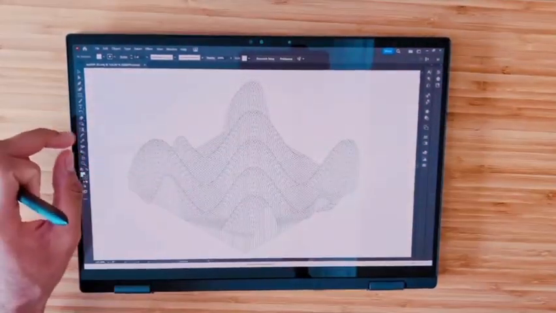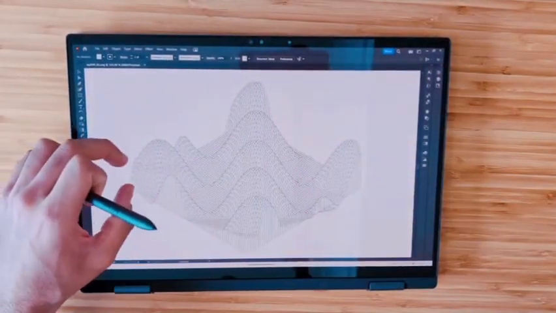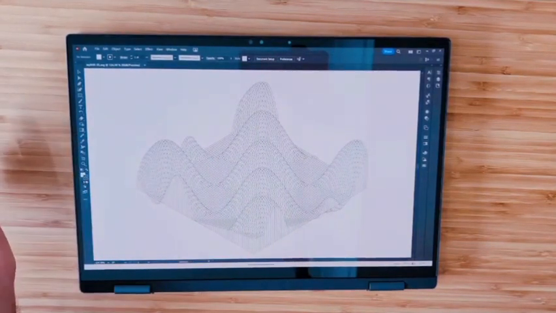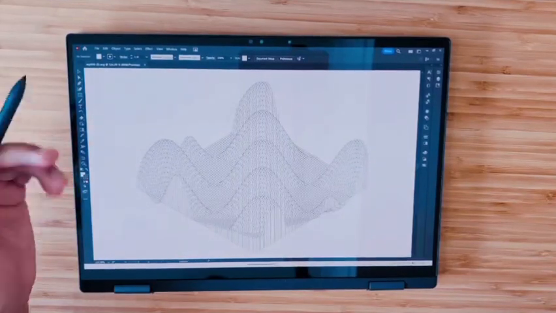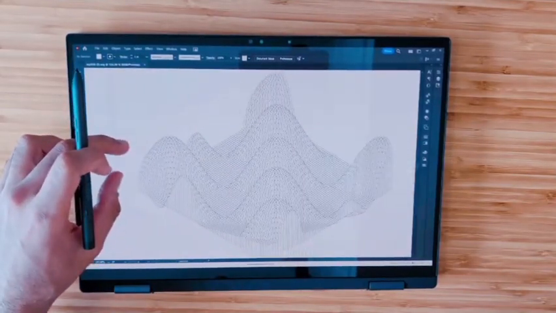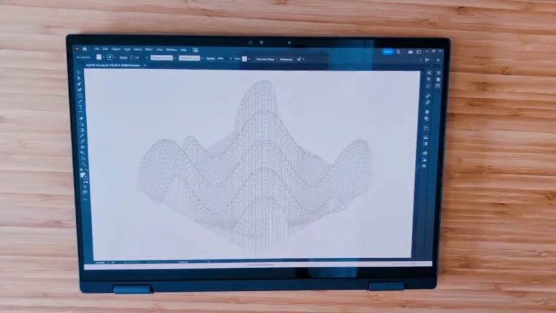This is an SVG export from the code, and then this will be mapped to the pen plotter, which I'm sure I'm going to show some clips of it plotting now.